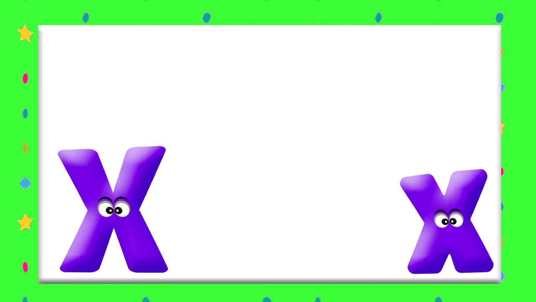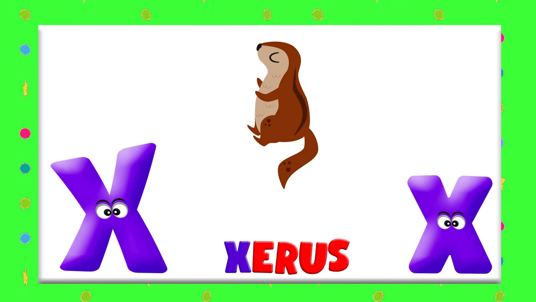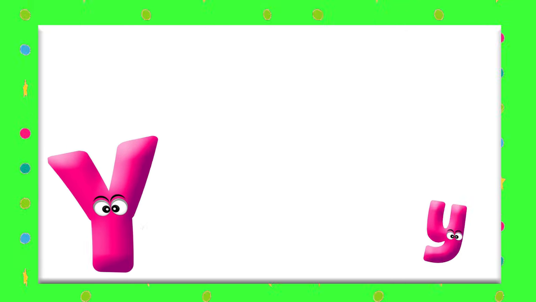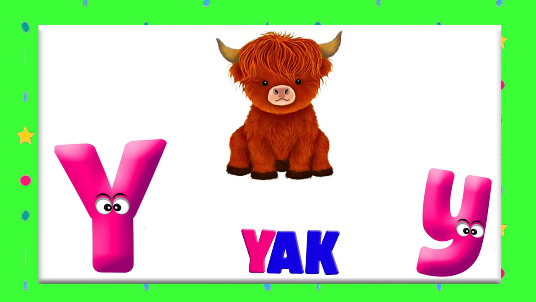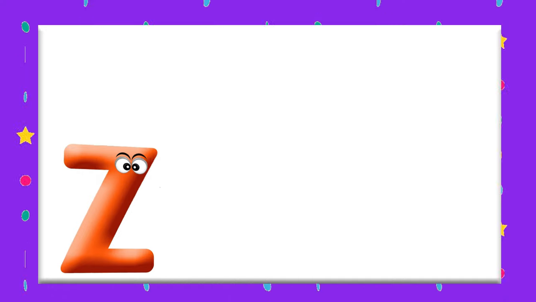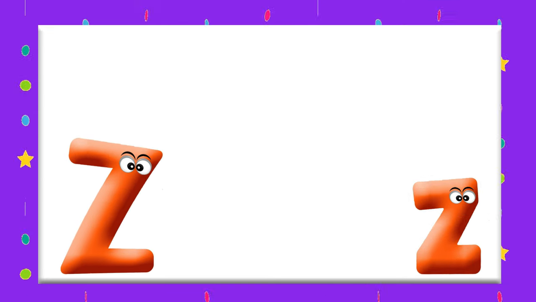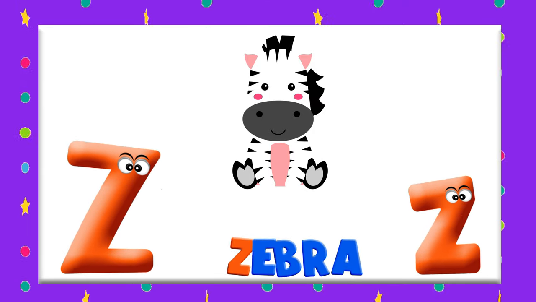X. X is for zebras. Y. Y is for yak. Z. Z, z. Z is for zebra.